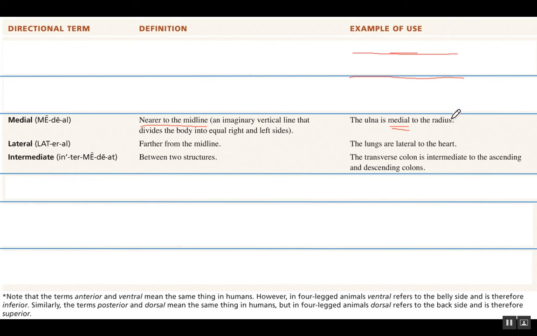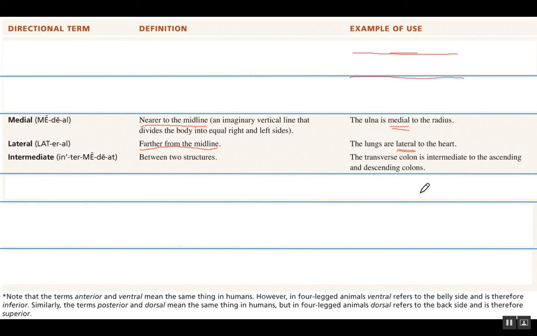Therefore, your radius is going to be more lateral. Lateral means farther from the midline. So when we're comparing two organs, whichever one is farther from the midline of the body, we can say is lateral. This next example is your lungs to your heart.